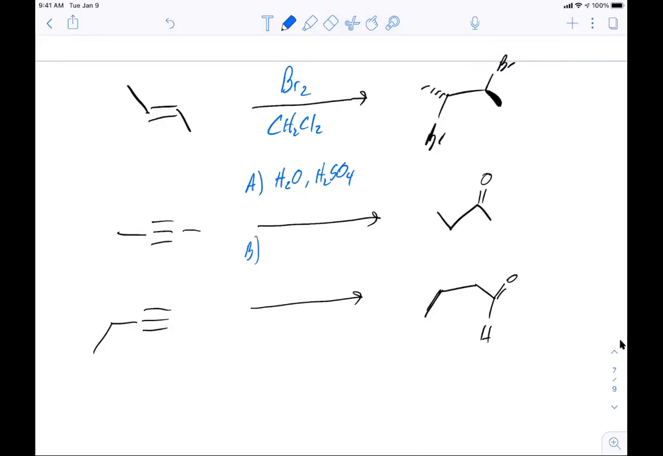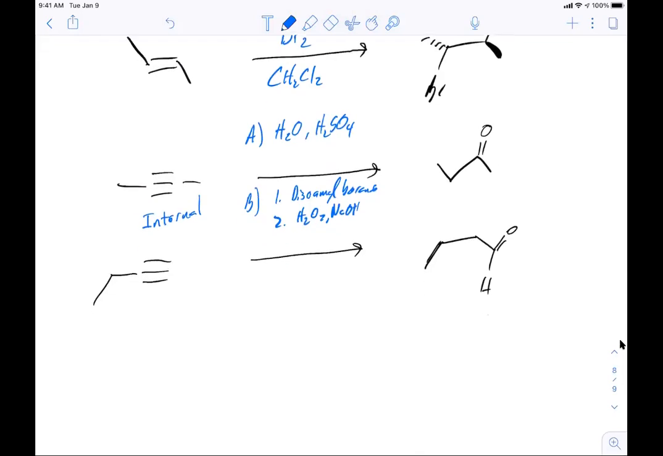But we could also, choice B, have done diisoamyl borane, followed by the oxidative workup. And because this is an internal alkyne, both of those reactions would have given me the same product, which is the ketone. So there's no regioselectivity because there's no regio difference between the two sides of the alkyne. Questions about this one?